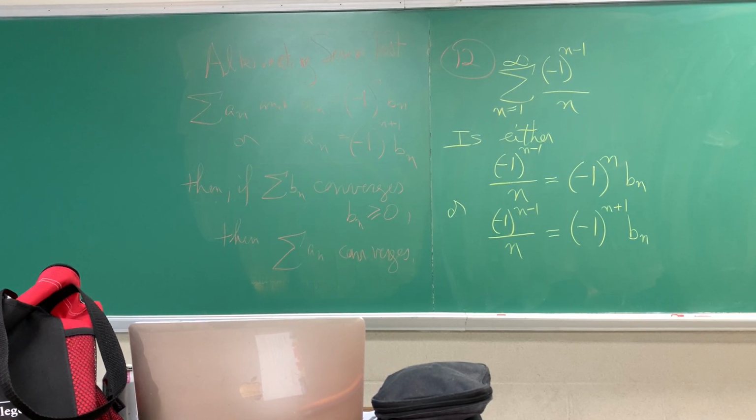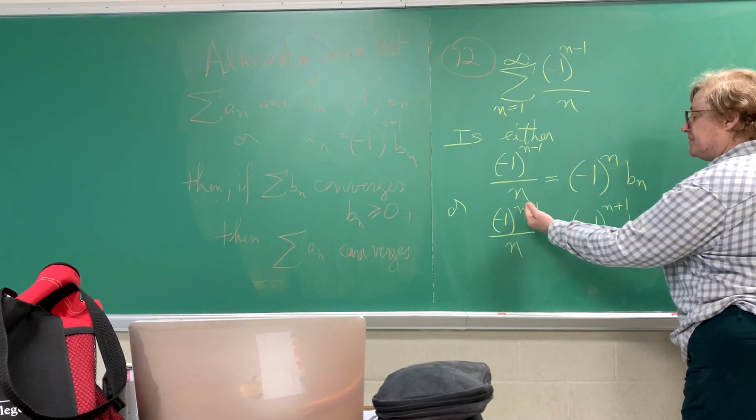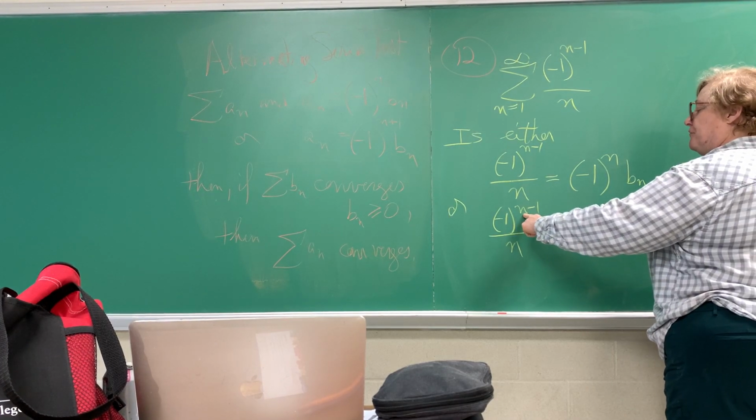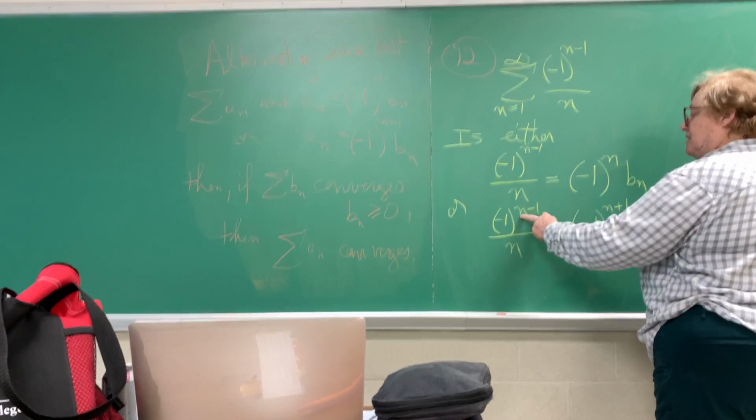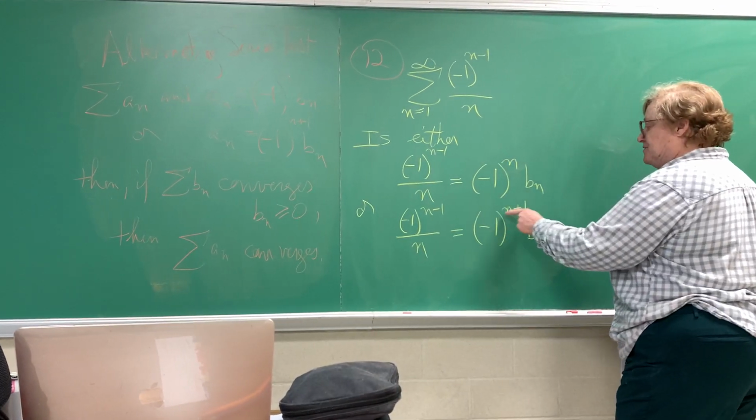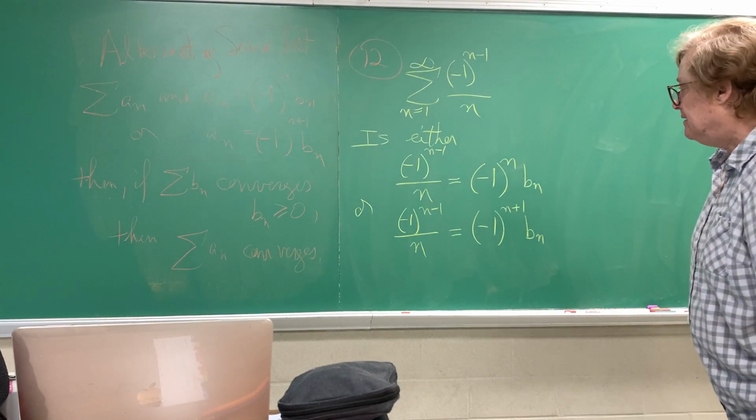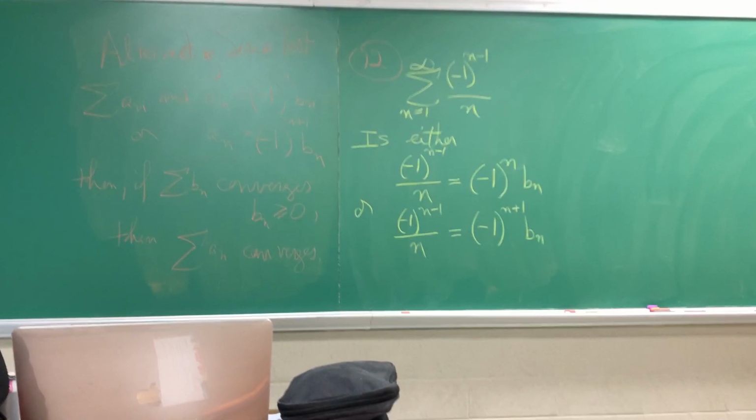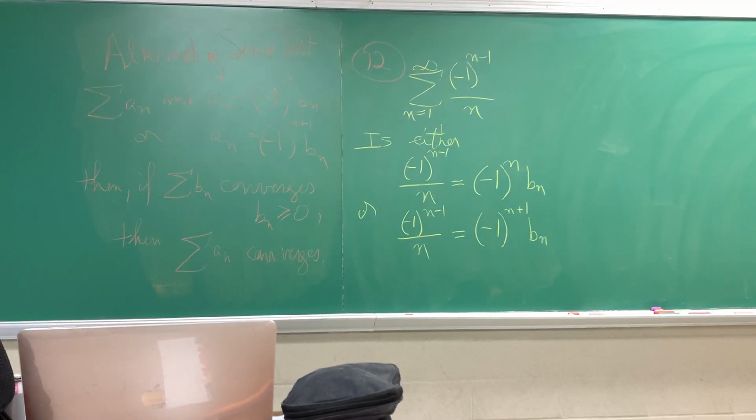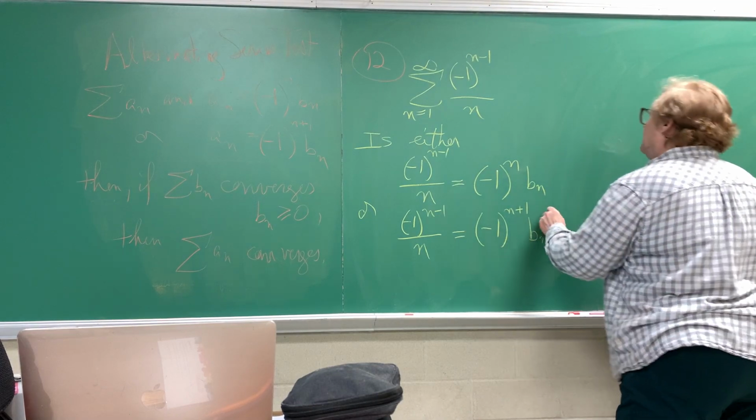Which one? Plus one. The plus one, good. And that's because we're looking at, if n is even, the exponent is odd. If n is odd, the exponent is even, and the same is true for n plus one. Can we do any little bit of algebra to see what we should let b sub n be? You can divide it. Get b sub n by itself. Okay, yeah, let's see what happens if we do that.